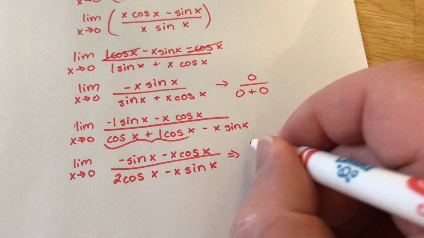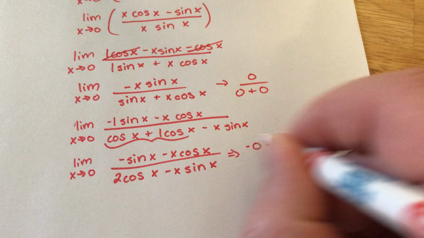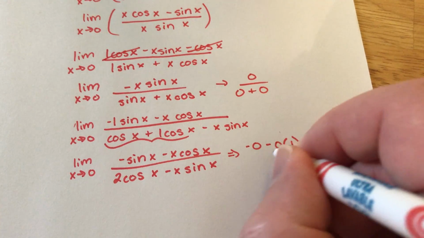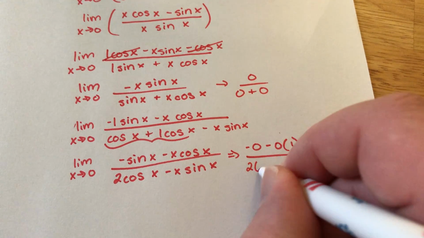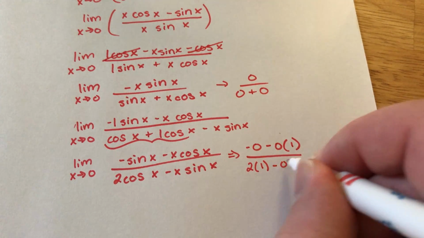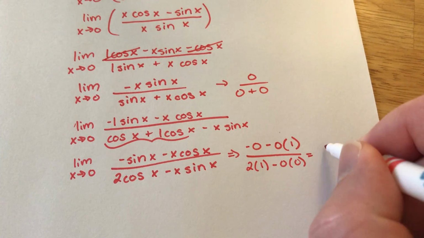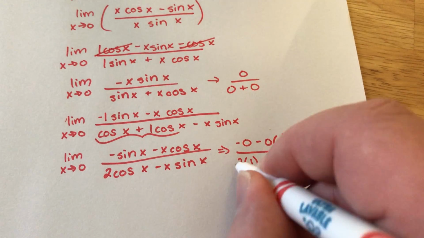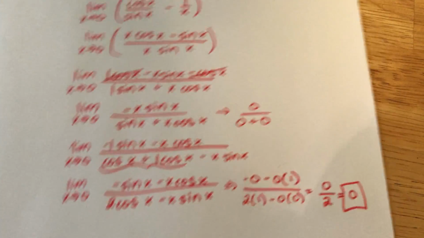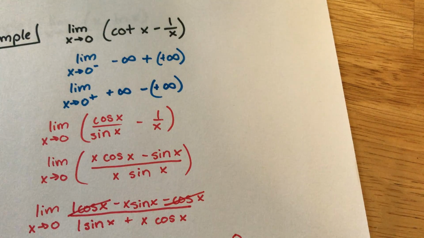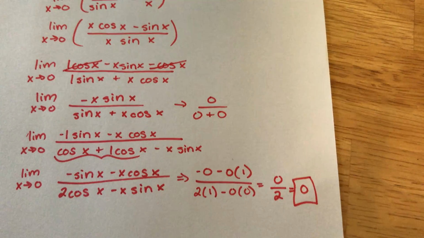Well, that's going to give me negative 0, because sine of 0 is 0, minus 0 times cosine of 0, which is 1, so the numerator is going to be 0 at this point. In the denominator, 2 times 1 minus 0 times 0, because sine of 0 is 0. Well, so I have 0 in the numerator, but in the denominator, 2 times 1 makes 2. So I'm ready at this point to conclude that this original limit, all the way up here at the top, cotangent x minus 1 over x, is actually just 0.